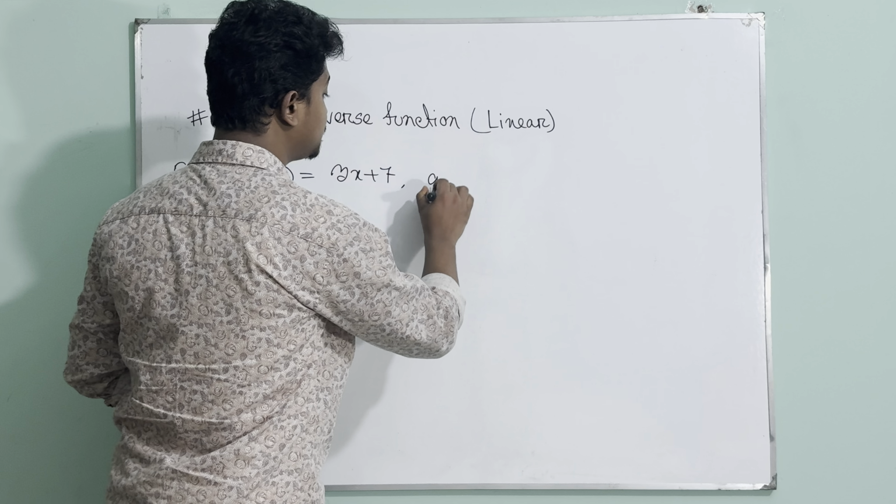Now it's the same method. We're going to do the same thing. Let's first assign y for this one, 3x plus 7, the first step. Then comes the second step. We are going to interchange y and x. So x goes in place of y and y goes in place of x.